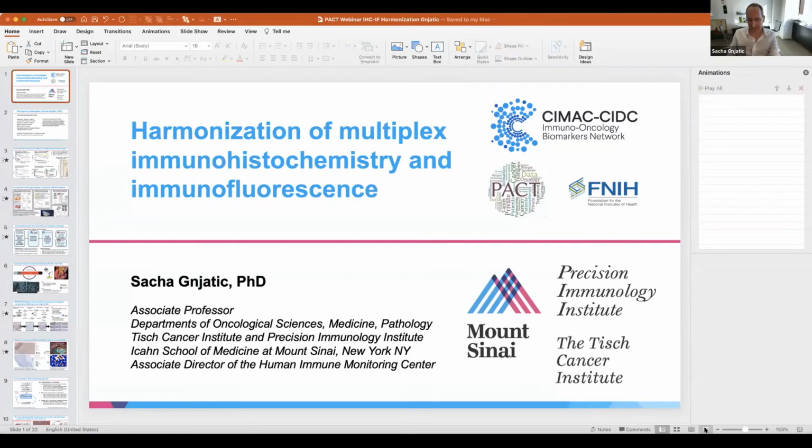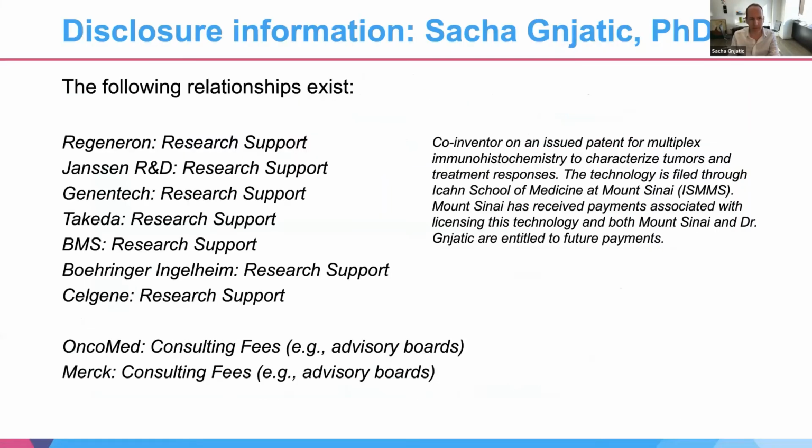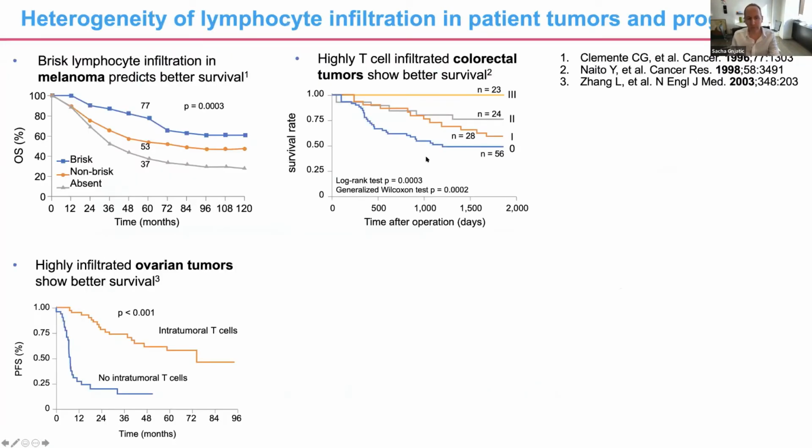Thank you very much, Dr. Adam. Thanks for asking me to present today about the harmonization efforts for multiplex immunohistochemistry and immunofluorescence. I have some disclosures of research support, and I will discuss an immunohistochemistry method that we have a patent on at Mount Sinai. So the reasoning of our network is to establish biomarkers that can predict outcome to immunotherapies.